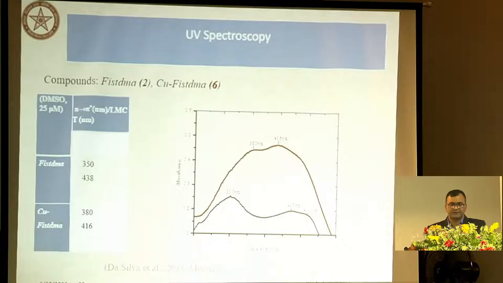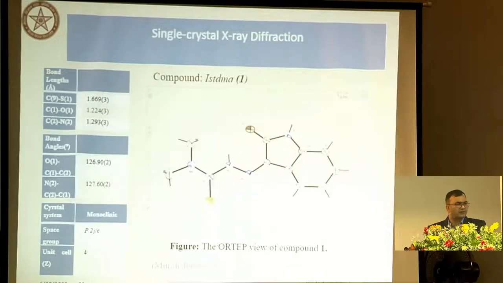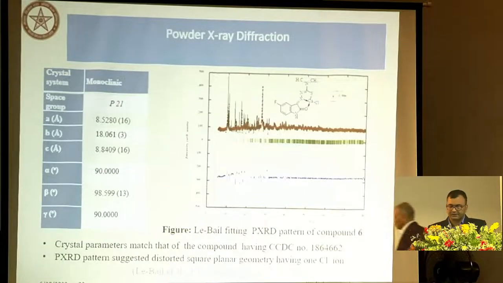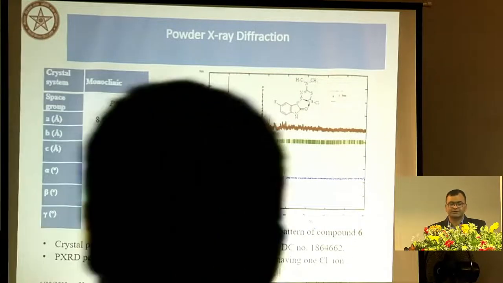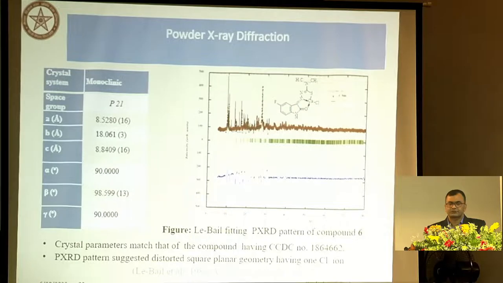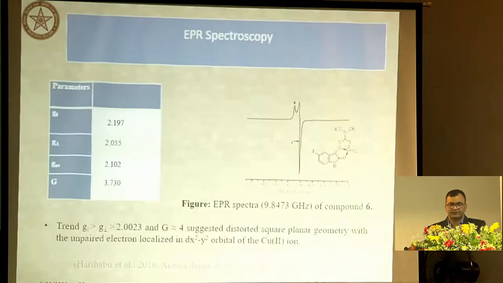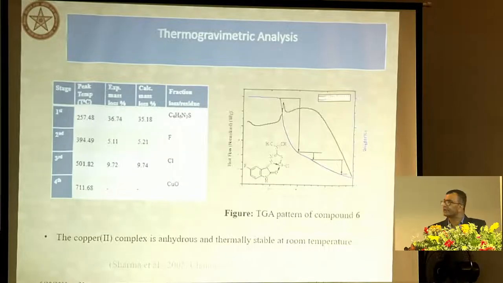This is the UV spectra of compounds 2 and 6, where we can find both are showing the electron transition. And this is the PXRD pattern of the copper(II) complexes, which is showing the distorted square planar geometry of the copper(II) complexes. This is the EPR spectra of the copper(II) complex. It is showing the mononuclear form and distorted square planar geometry.